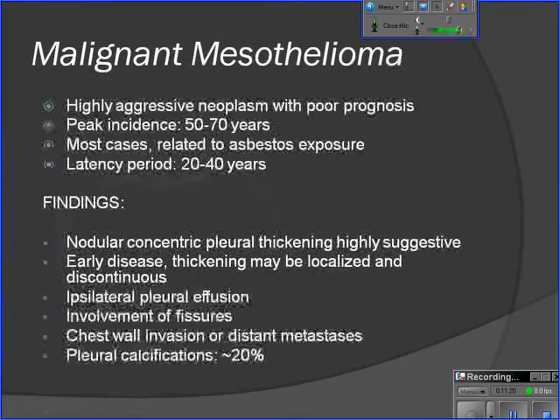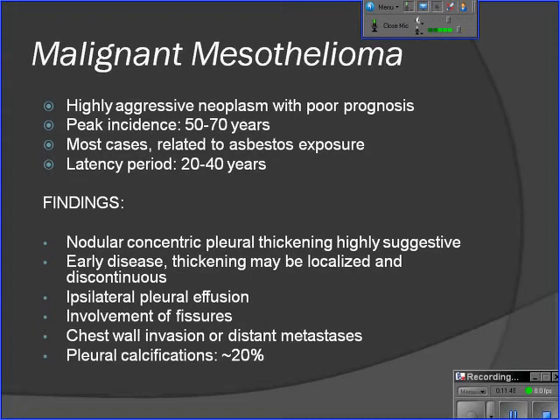So with regards to malignant mesotheliomas, they're highly aggressive neoplasms with a poor prognosis. Peak incidence is around age 60. Most cases are related to prior asbestos exposure, and the latency between time of exposure and development of mesothelioma is quite long, in the order of 20 to 40 years.